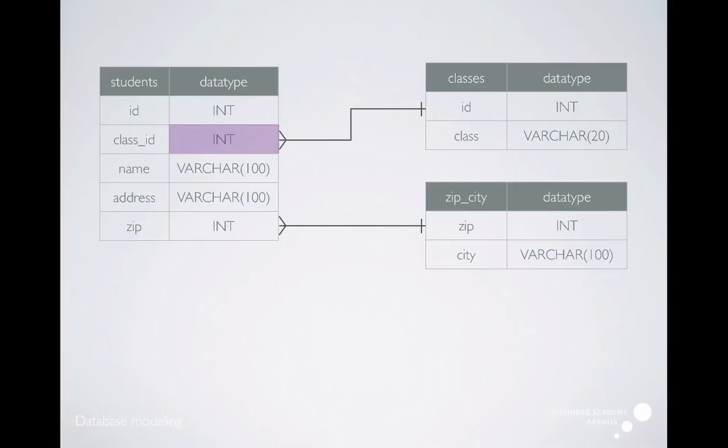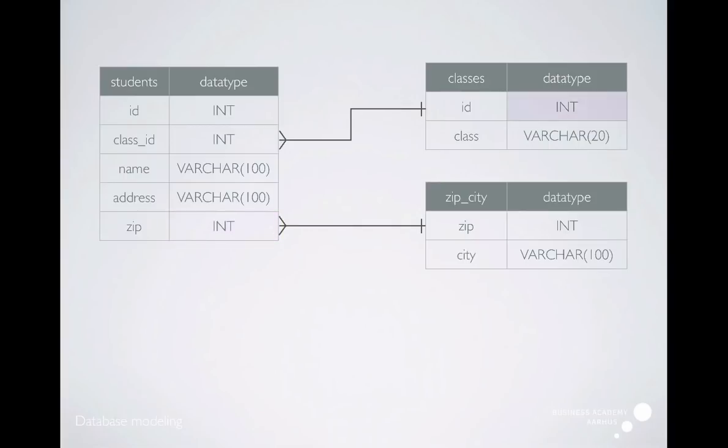It needs to have the same data type as the reference table. That means class ID and ID in the classes has to have the same data type, in this case integer. The name will be a string or text, and I have made a limit of 100 characters, and the same goes for the address, and the zip code can be an integer. If it's possible for you to use an integer, then do it, because integer is shorter in the memory on the disk. It takes up less space than the varchar.